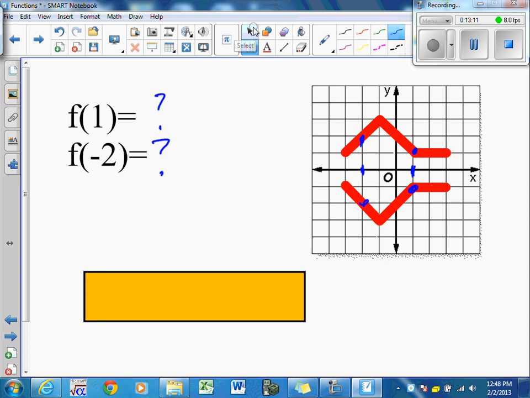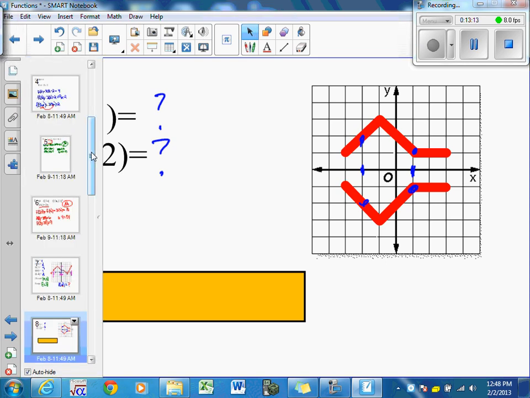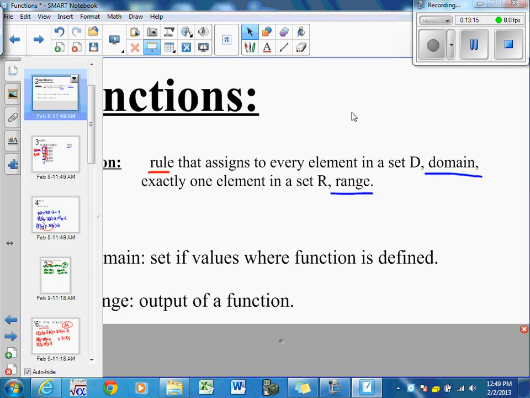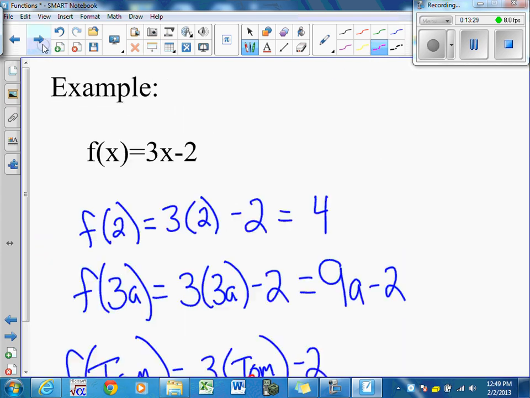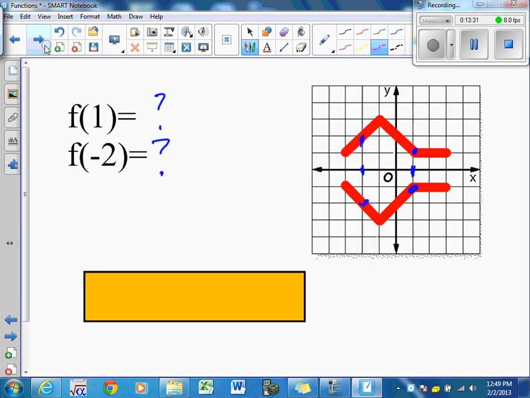I'm not sure. Well, if we go back to our very first slide, let's just recap here. It says the rule assigns to every element in the domain exactly 1 element in the range. So we're only allowed to have 1. This can't go to 2 different values. This is not a function.